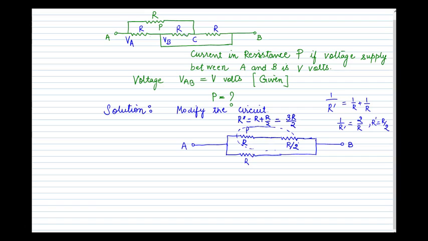So if you calculate, 1 upon equivalent resistance is equal to 1 upon R1 plus 1 upon R2. So this is equal to 2 upon 3R plus 1 upon R. If you take 3R as common, this is 2 plus 3, which is equal to 5 upon 3R. That means the equivalent resistance will be equal to 3R upon 5. So that is the equivalent resistance.